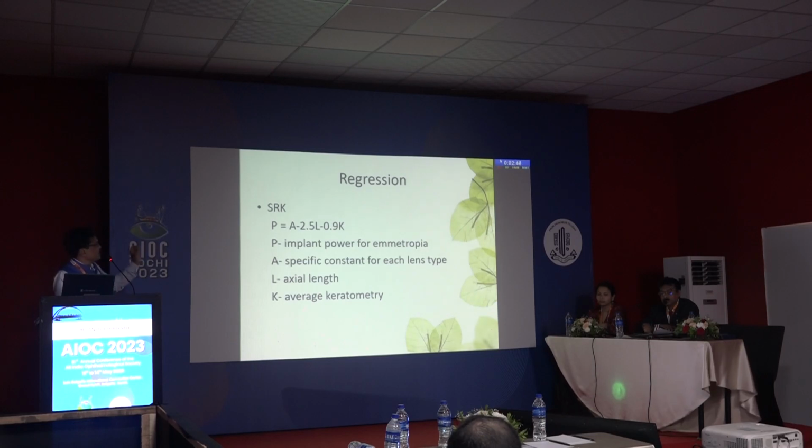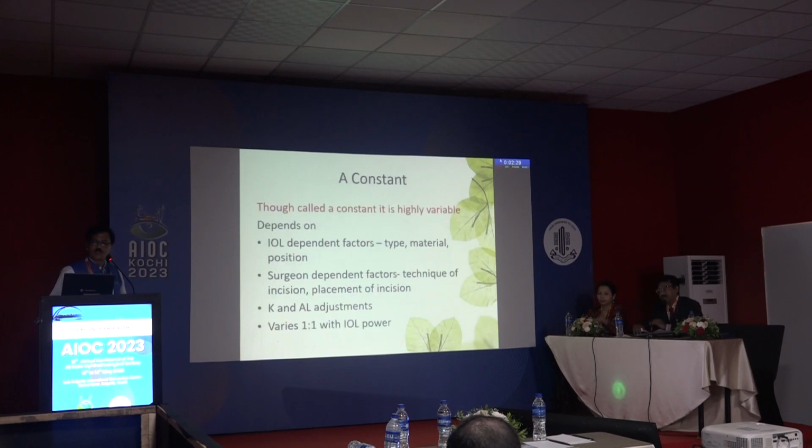So this shows that any one millimeter change in the axial length will cause 2.5 diopters of change in the refractive outcome, and one diopter change in the K will lead to 0.9, that is almost one diopter, error in the IOL power calculation. So the axial length is most important. The A constant, though it is called a constant, ironically is highly variable, because it depends on IOL dependent factors like the type and material of the IOL, the position, and surgeon dependent factors like the technique of the incision, the placement of the incision, etc.